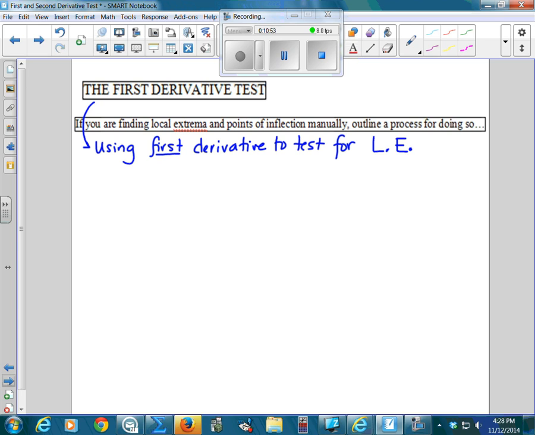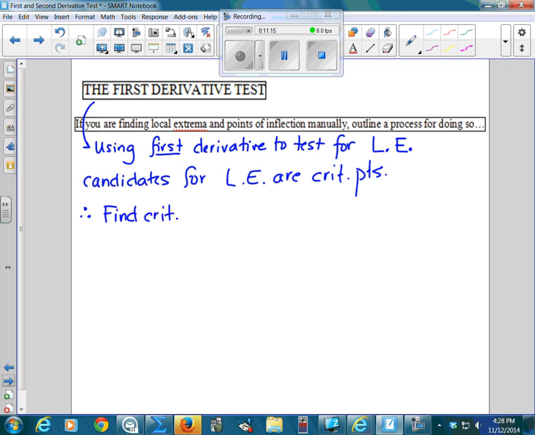So you know that candidates for local extrema are the critical points. So that's where we start. We find the critical points. And again, this is where f prime of c equals 0 or f prime of c is undefined. Then what do we do with those? We test them. So what's really happening at a local extreme?